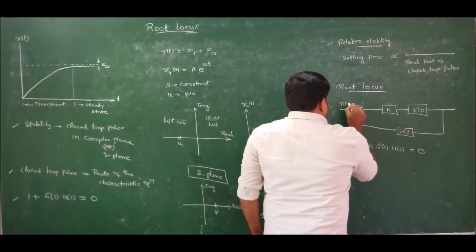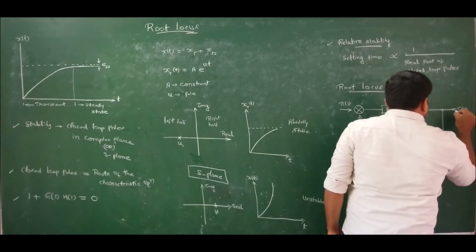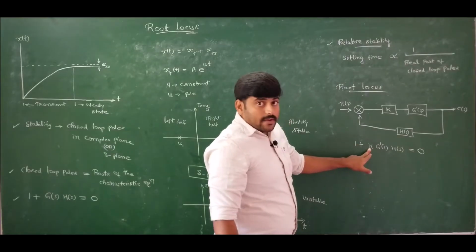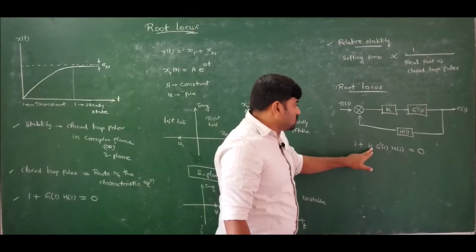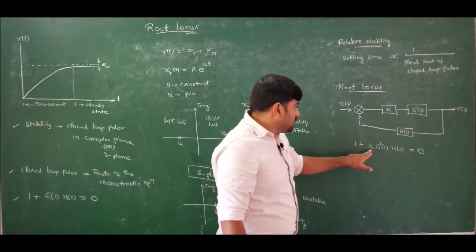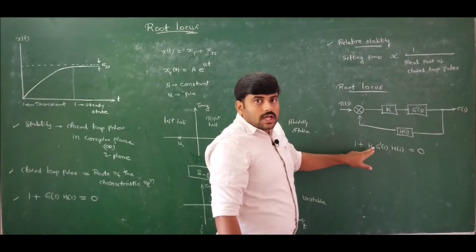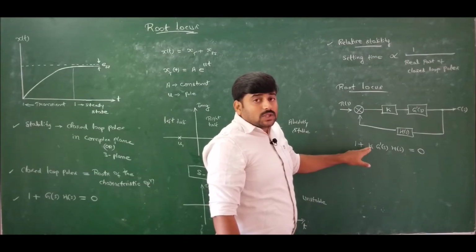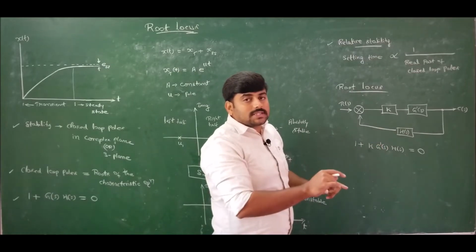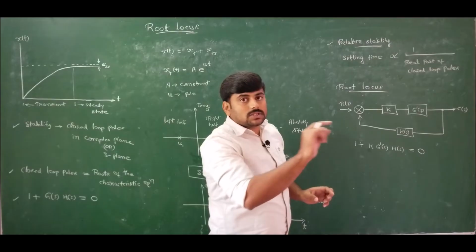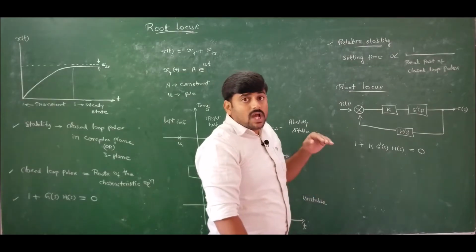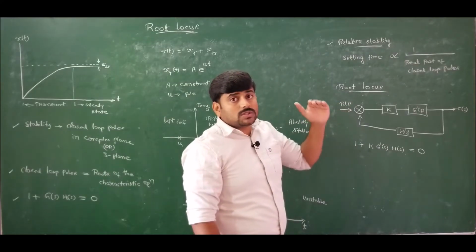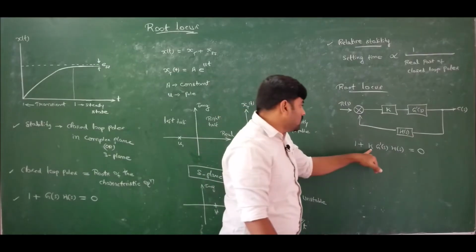Let us have an input r of s and output c of s. Now if I vary the value of k, I will get different values of roots of this characteristic equation, which means that I will get different values of poles. If I plot these poles on a complex plane or S plane and connect those poles, I will get a locus. Locus means nothing but a line. That line is called the root locus, which is nothing but the root of the characteristic equation. The locus obtained by plotting the roots of the characteristic equation for various values of k.